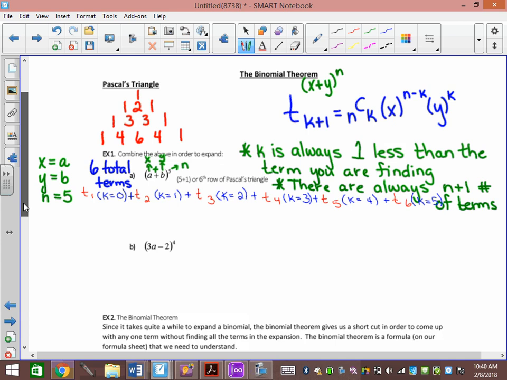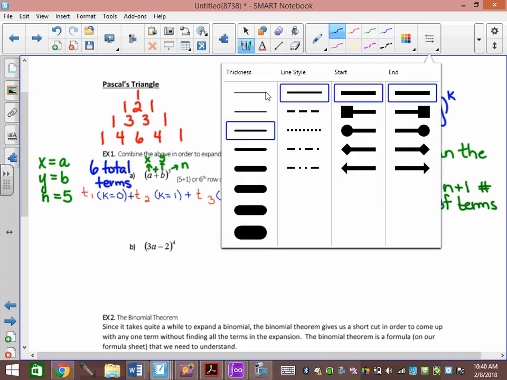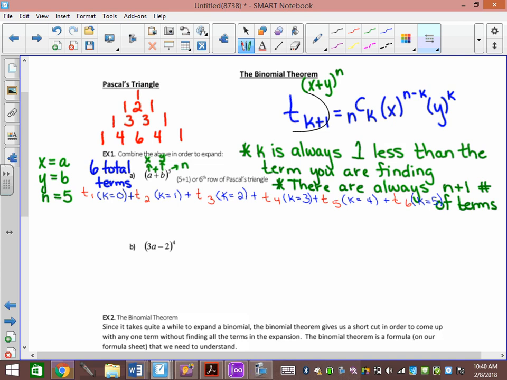right? Now we know n because it never changes. We know x and we know y because they never change. The only thing that changes every term is the k, correct? So we're now going to fill it into this formula here. We don't need this because this just tells you the term number. We're not going to deal with that. We're just going to replace this for each term.